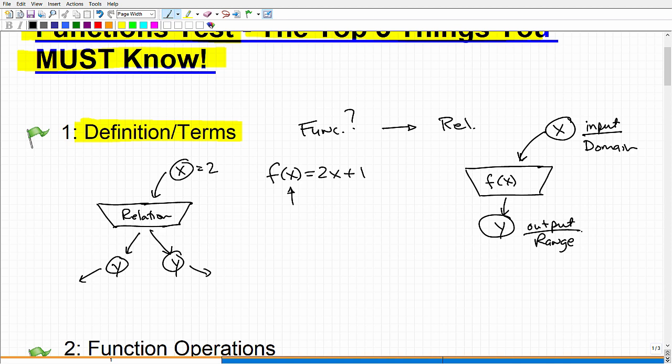Okay, so let's see here. What other things could we talk about in terms of definitions and terms? Well, one of the ways we can test for a function is using the vertical line test.